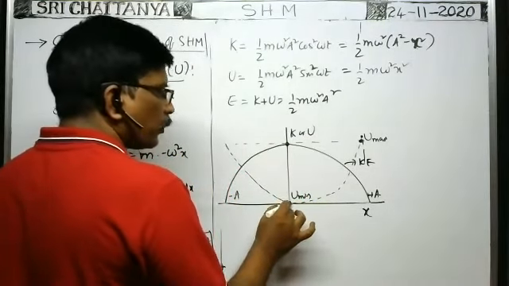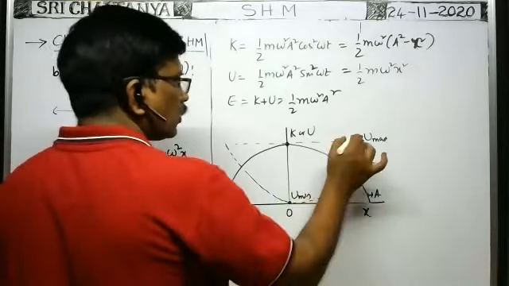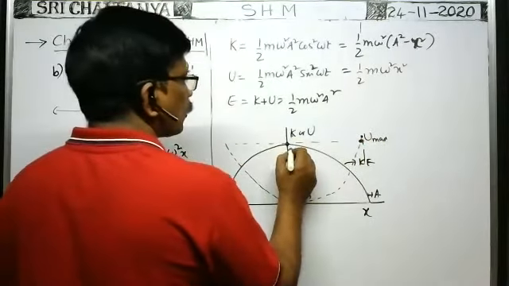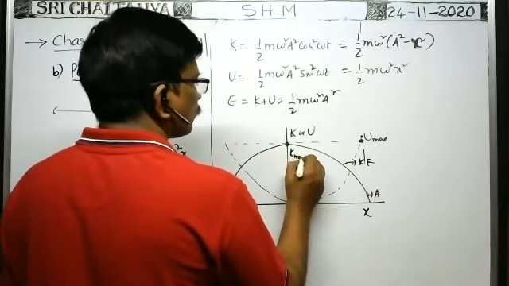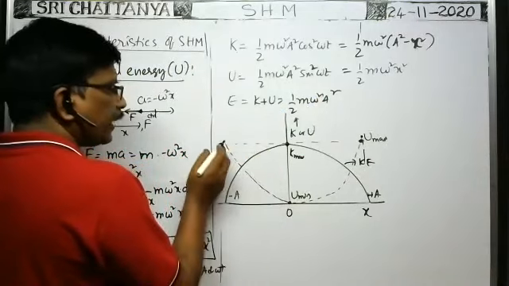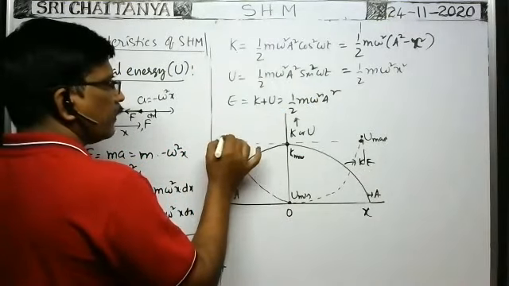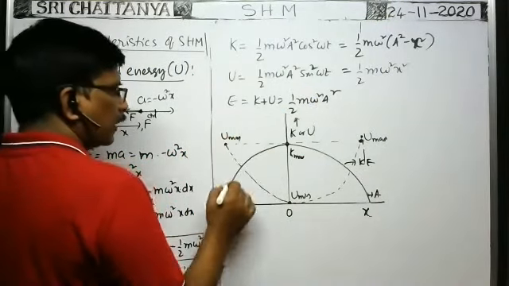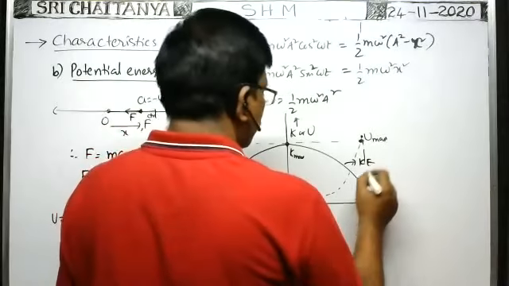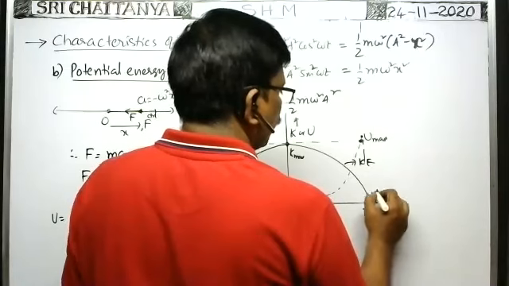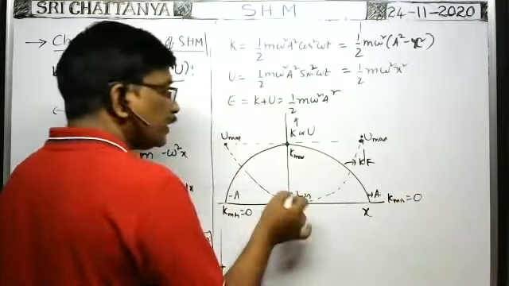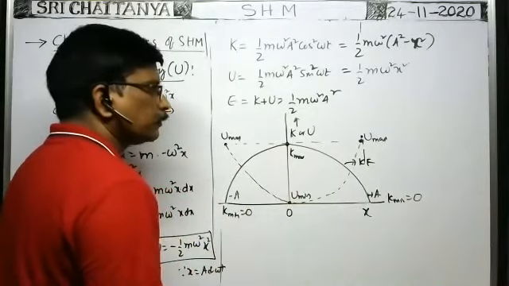So at the mean position, potential energy is minimum and at the extreme position, potential energy is maximum. At the mean position, kinetic energy is maximum, so at this point kinetic energy is maximum. On the left extreme position, potential energy is maximum, U max, but kinetic energy is minimum. Minimum means it is zero only. Kinetic energy is zero only at the extreme position. But potential energy may or may not be zero at its minimum value.